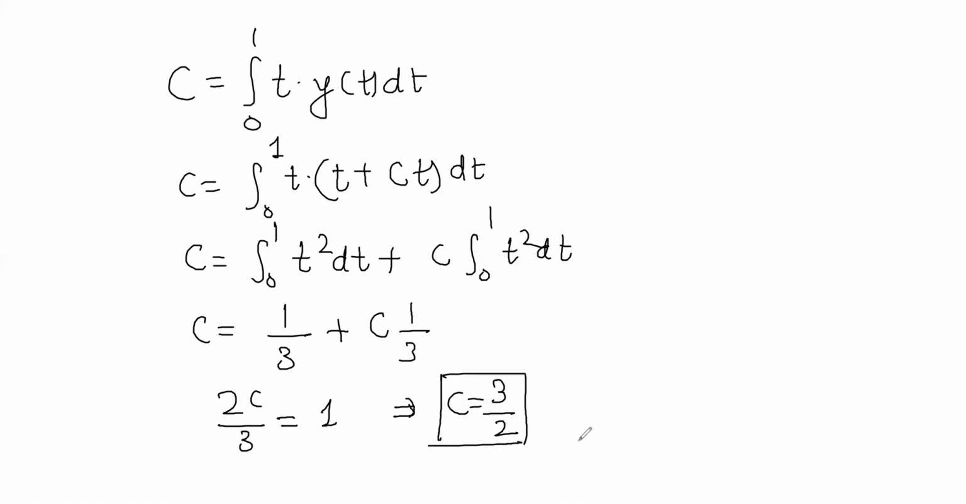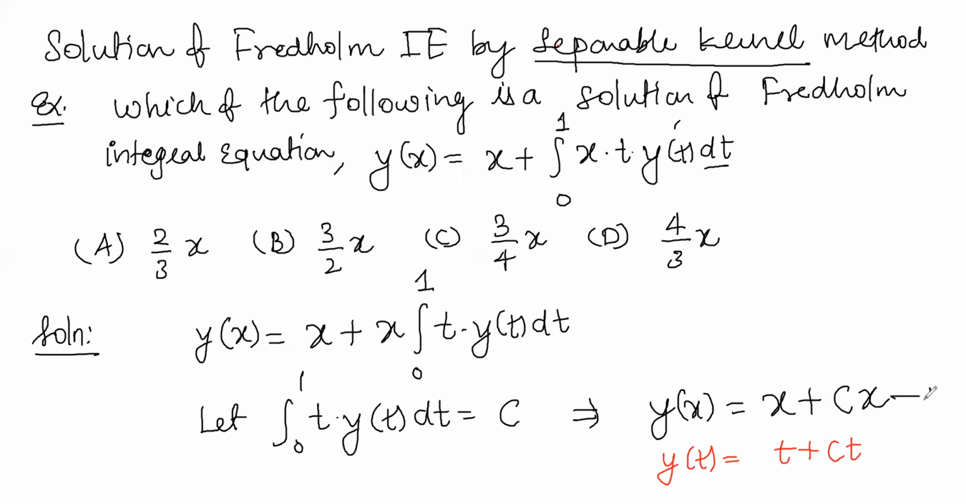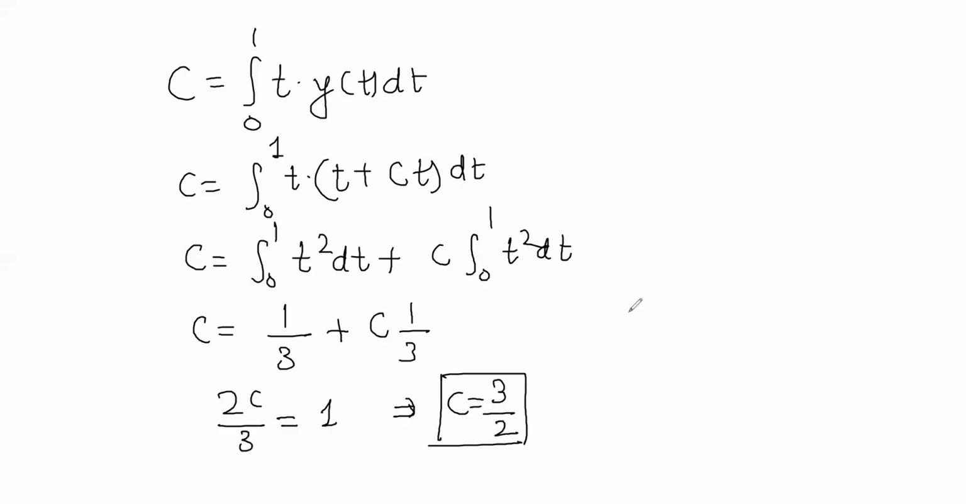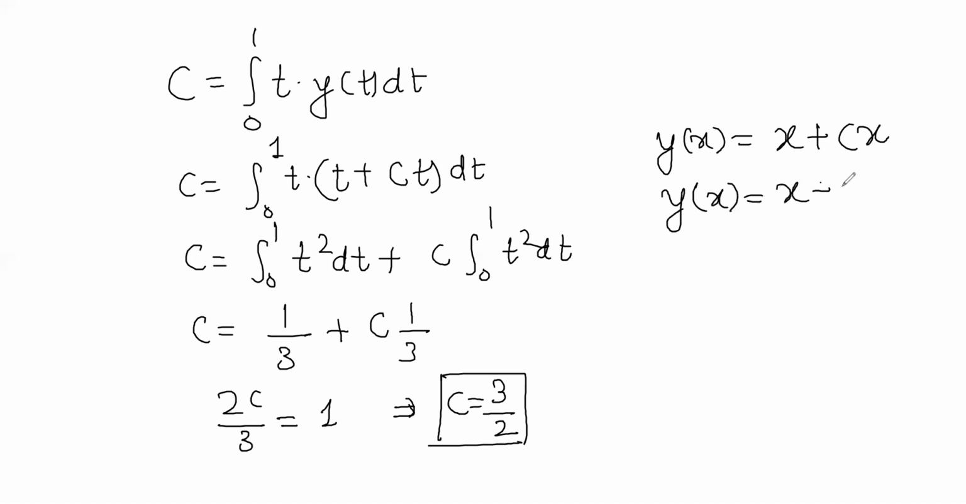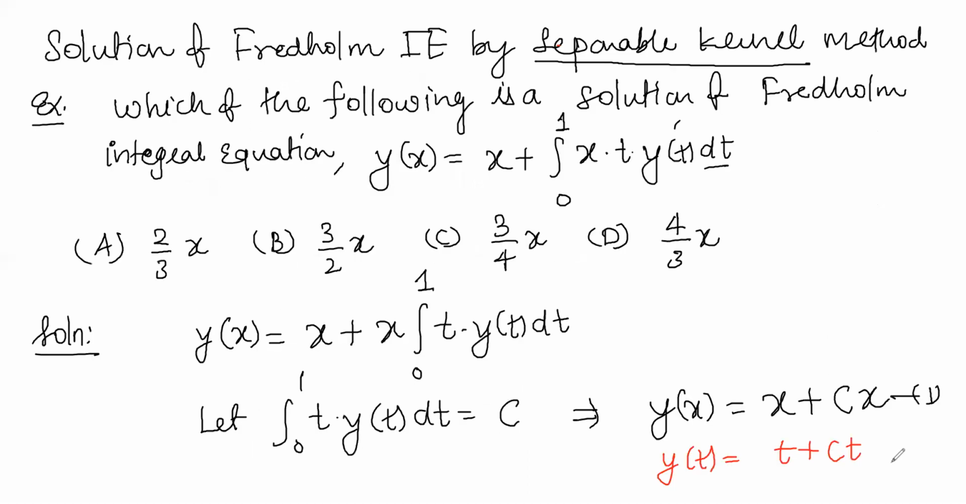So once you got c equal to 3 by 2, simply substitute it in equation 1. So your y of x was x plus cx. You got c to be 3 by 2, so x plus 3 by 2 x. Okay, that is my solution.